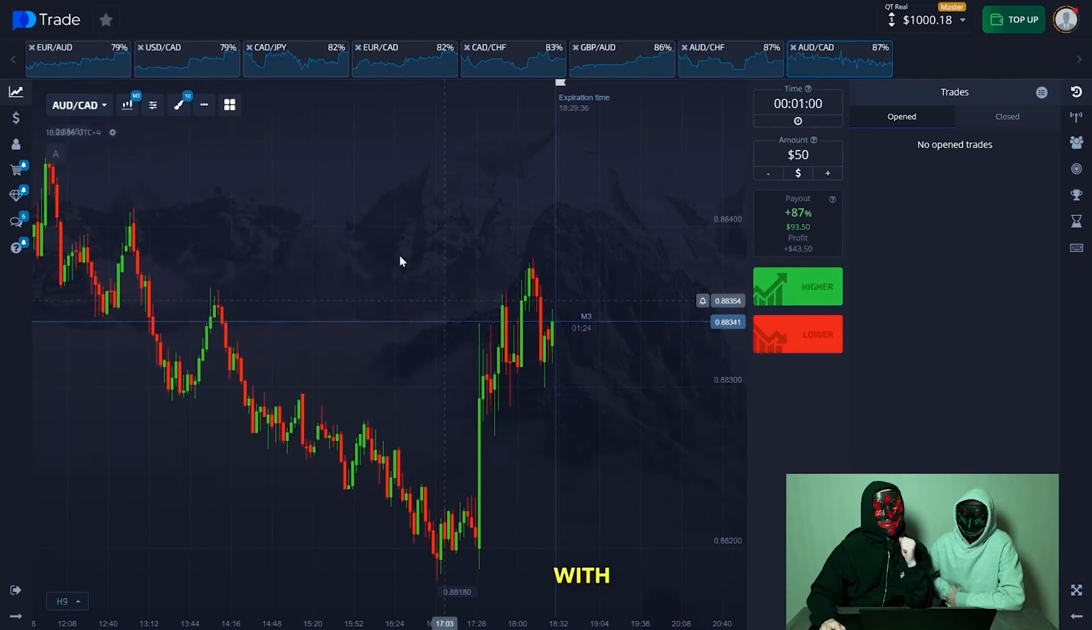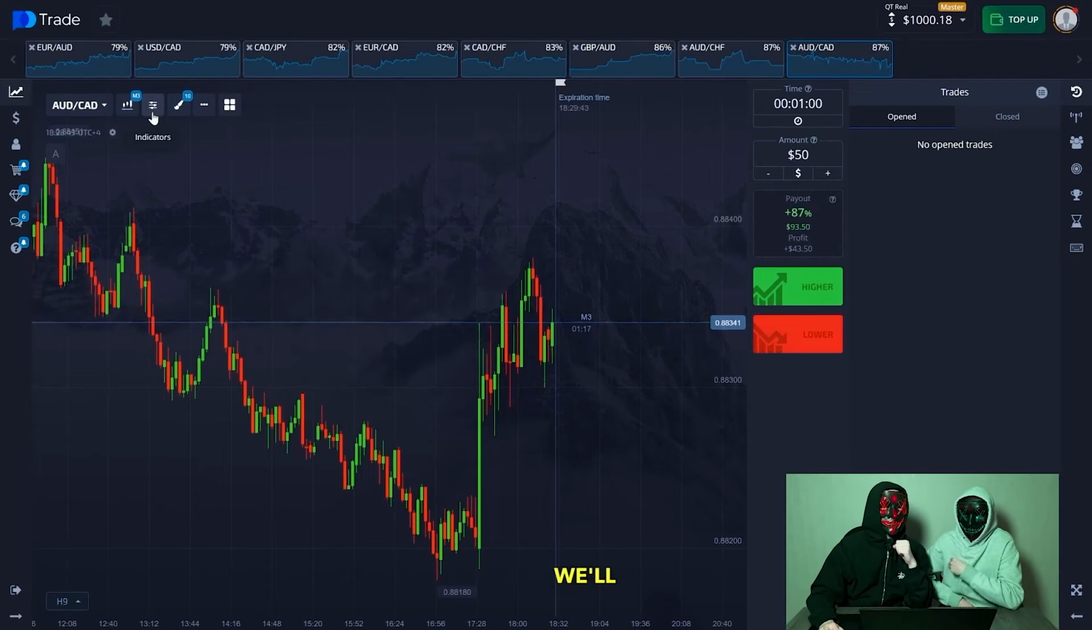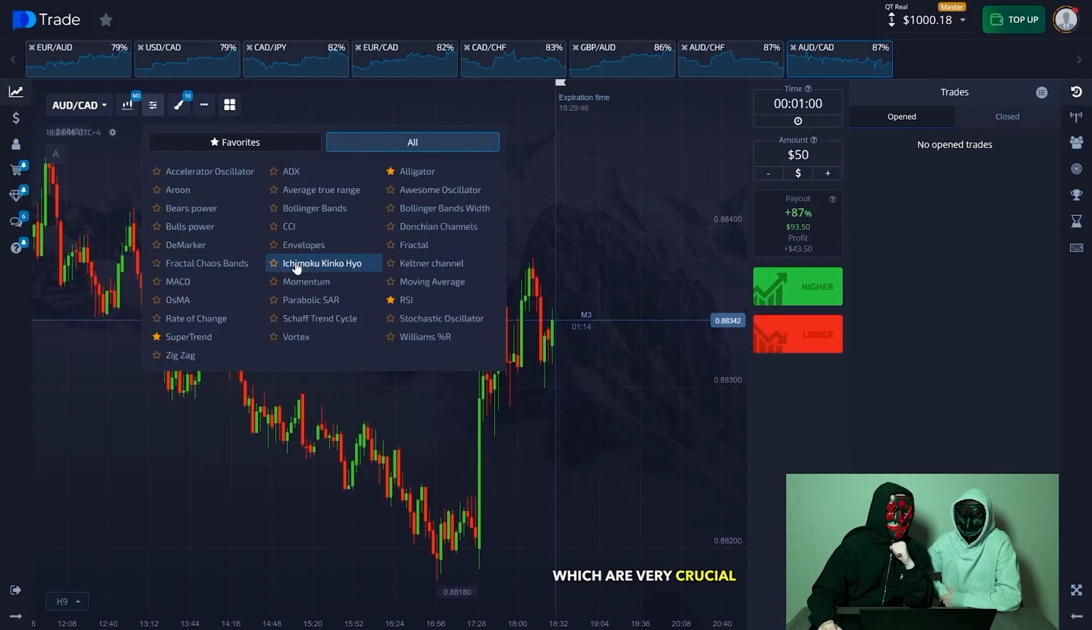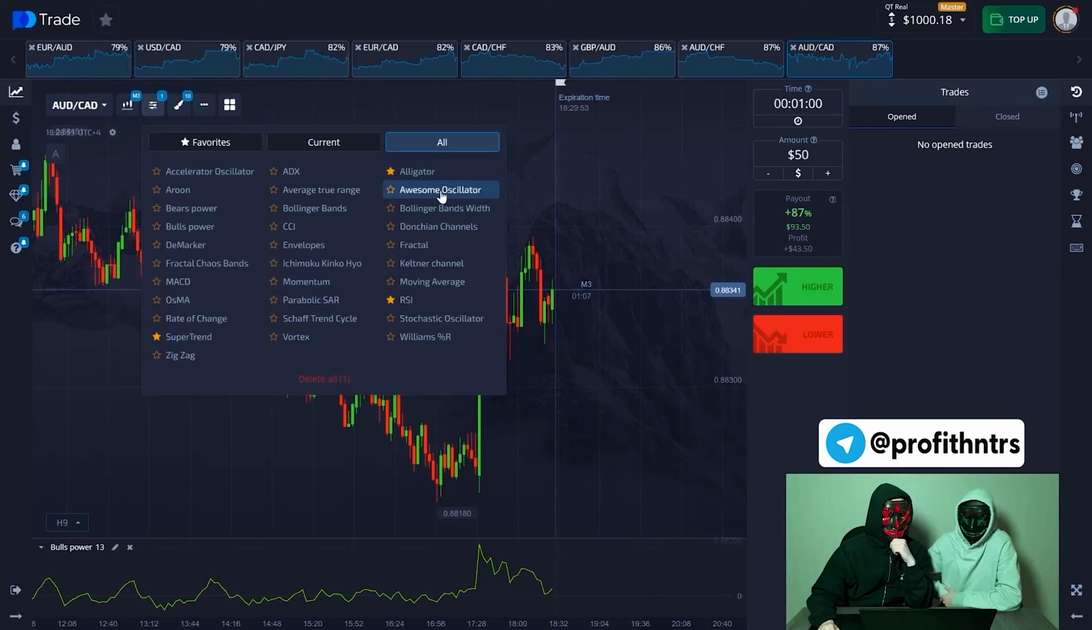We'll be satisfied with this many currency pairs, and let's start with the first one, Australian dollar, Canadian dollar. Now, we'll add some indicators which are very crucial that we'll show you now. Add Bull's Power, include an Alligator, and a Vortex as well.